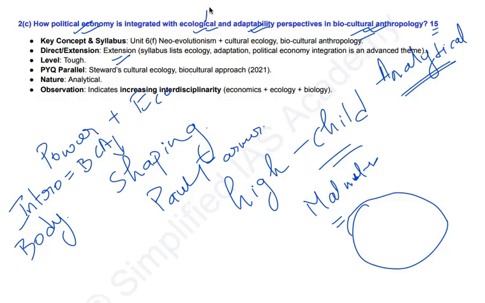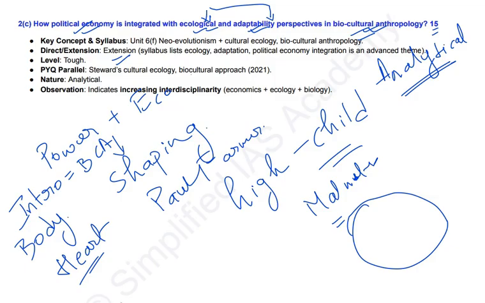And I'm sure for ecological adaptability, you may not face any issue because this forms part of your direct syllabus. What do you mean by ecological adaptability? You have studied Julian Steward, cultural ecology and everything, so you will be better able to define it. Now comes the heart of the question. The heart of the question, which you need to deal with in the body, is how you are linking these two, political economy with ecological adaptability, in the frame of biocultural anthropology. You can definitely do that by using the examples I have just given you.